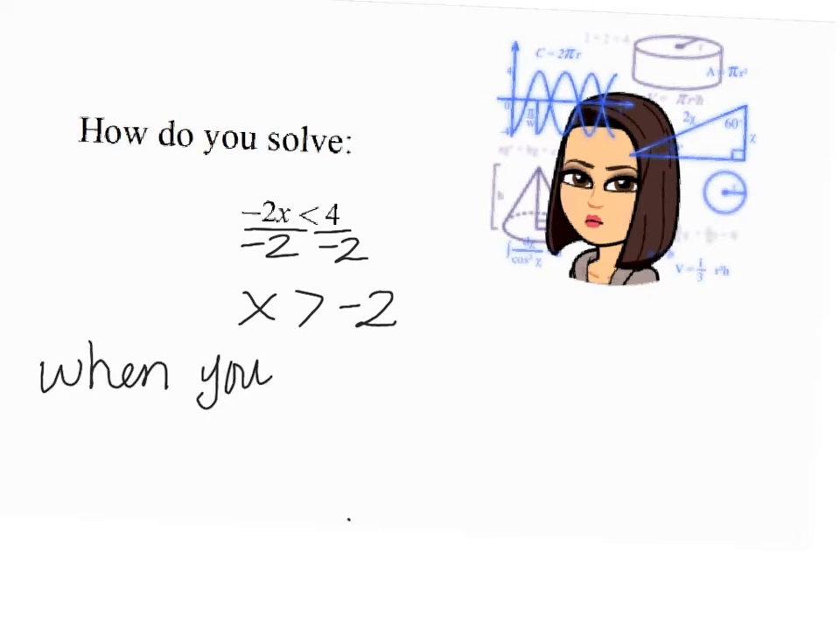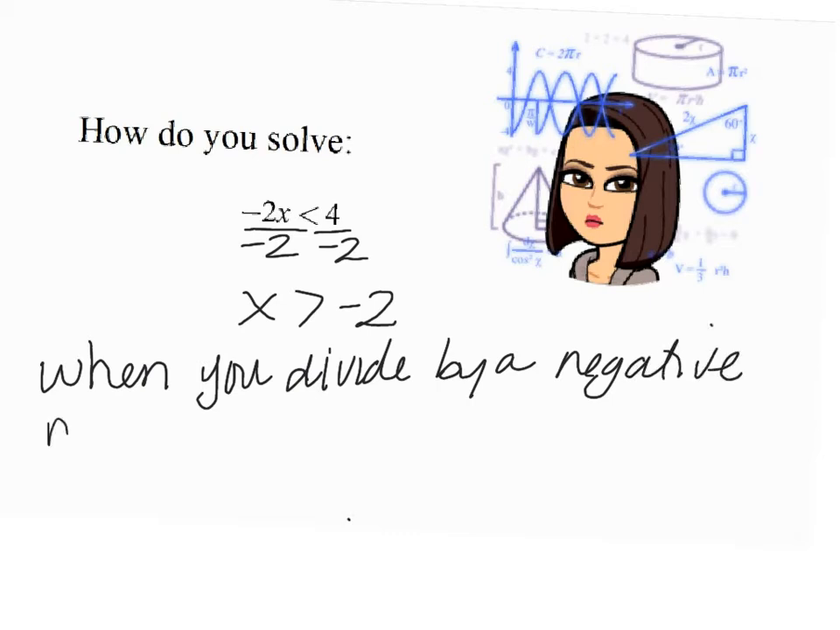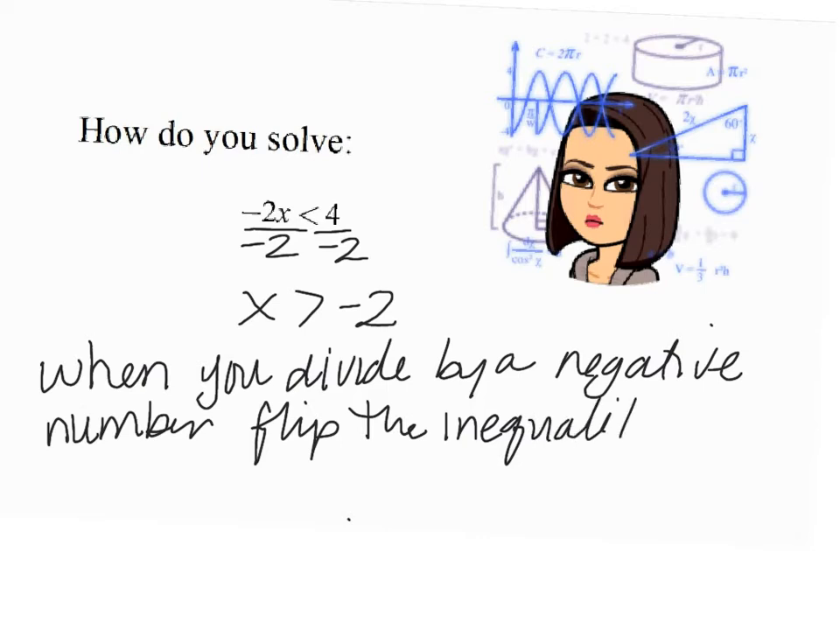When you divide by a negative number, you flip the inequality. And that's, of course, this thing right here that you're flipping, okay? So make sure you keep aware of this. It's not when you divide a negative number, it's when you divide by a negative number.